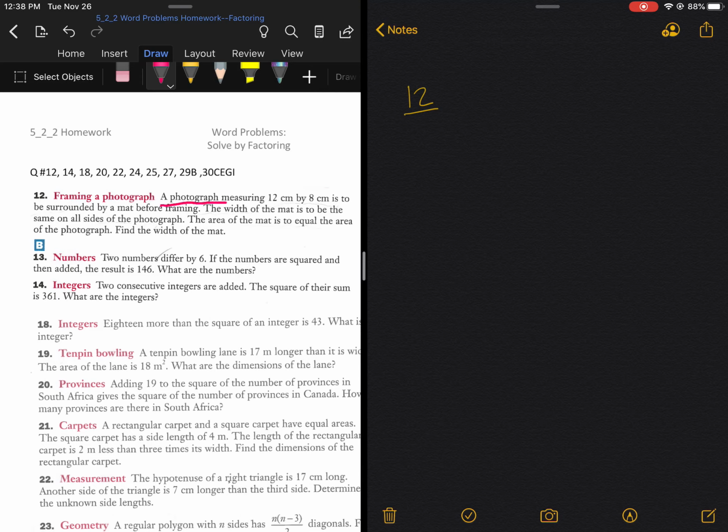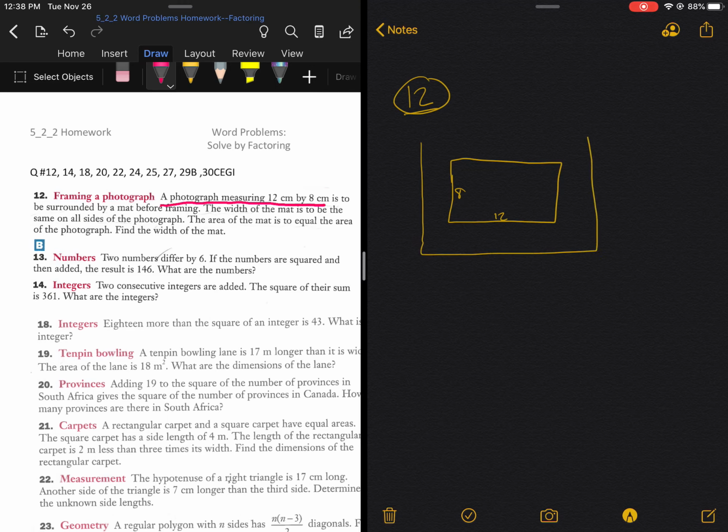Question 12 is about framing a photograph measuring 12 by 8. So I have a photograph. It measures 12 by 8.